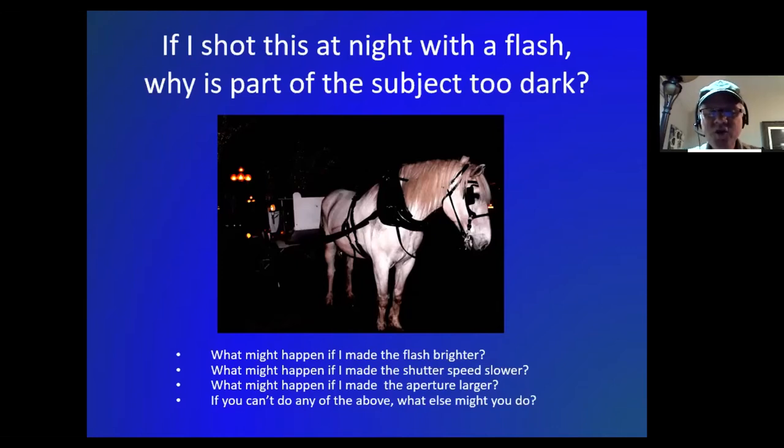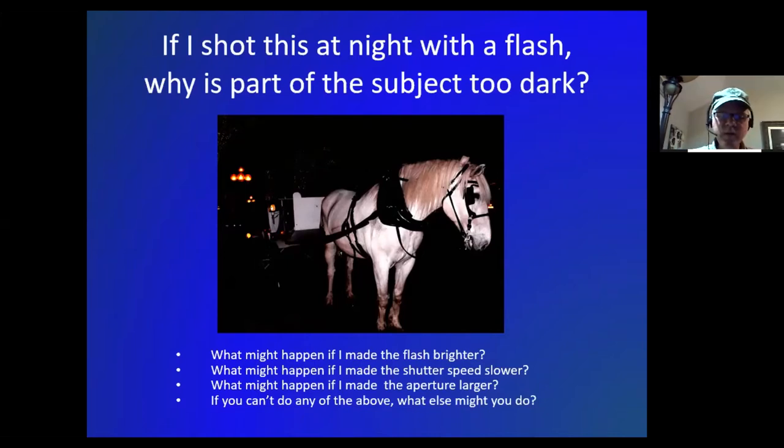What if I made my shutter speed slower so I could accept more light? The horse might move in that time. That's exactly right. And I'd end up with a blurry horse, or I wouldn't be able to hold the camera very still and I'd get a blurry shot. Now, if I made the aperture larger, I might be able to get more light, but then I would lose my depth of what? The carriage. The depth of field, correct. So then either the horse would be out of focus or the carriage would be out of focus.